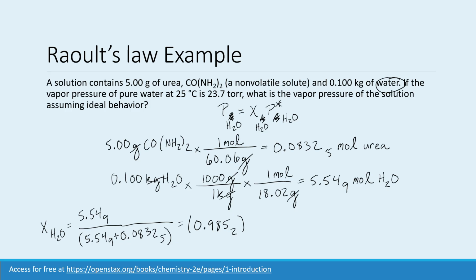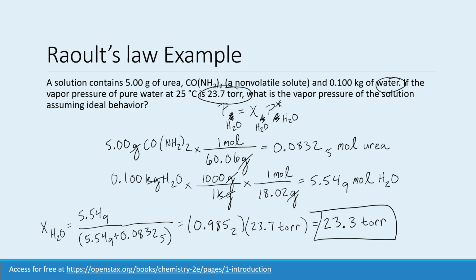And so remember, to calculate the vapor pressure of the solution, we simply take that mole fraction of water and multiply it by the vapor pressure of pure water, which they tell us is 23.7 torr. And so we're going to take that mole fraction times 23.7 torr, and 3 sig figs in our final answer. That gives us 23.3 torr. Okay, so again, just make sure that you're converting all of those masses into moles, and that those masses are in grams before you use the molar mass.